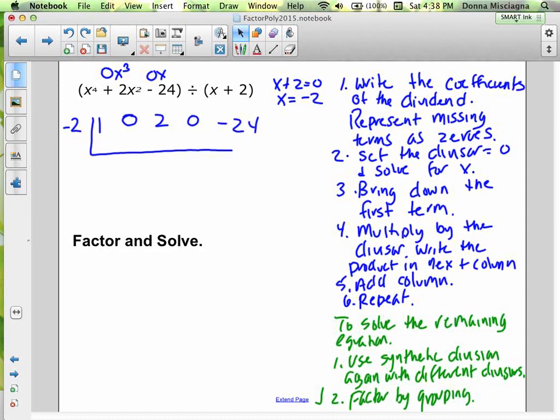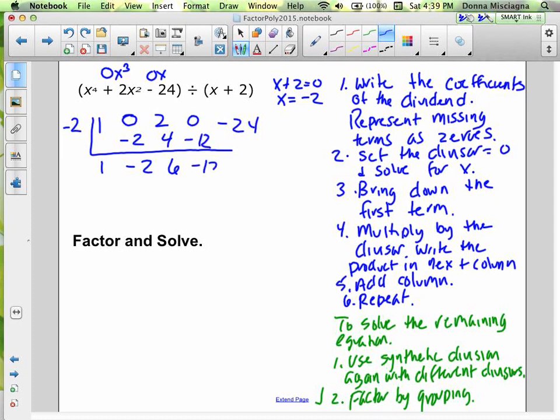All right, so now to use synthetic division, of course, we bring down the first term to start the process. 1 times negative 2 is negative 2. So we bring down, multiply, and add. 0 plus negative 2 is negative 2. And then we multiply. Negative 2 times negative 2 is 4. And then we add. 2 plus 4 is 6. Multiply. 6 times negative 2 is negative 12. Add, you get negative 12.